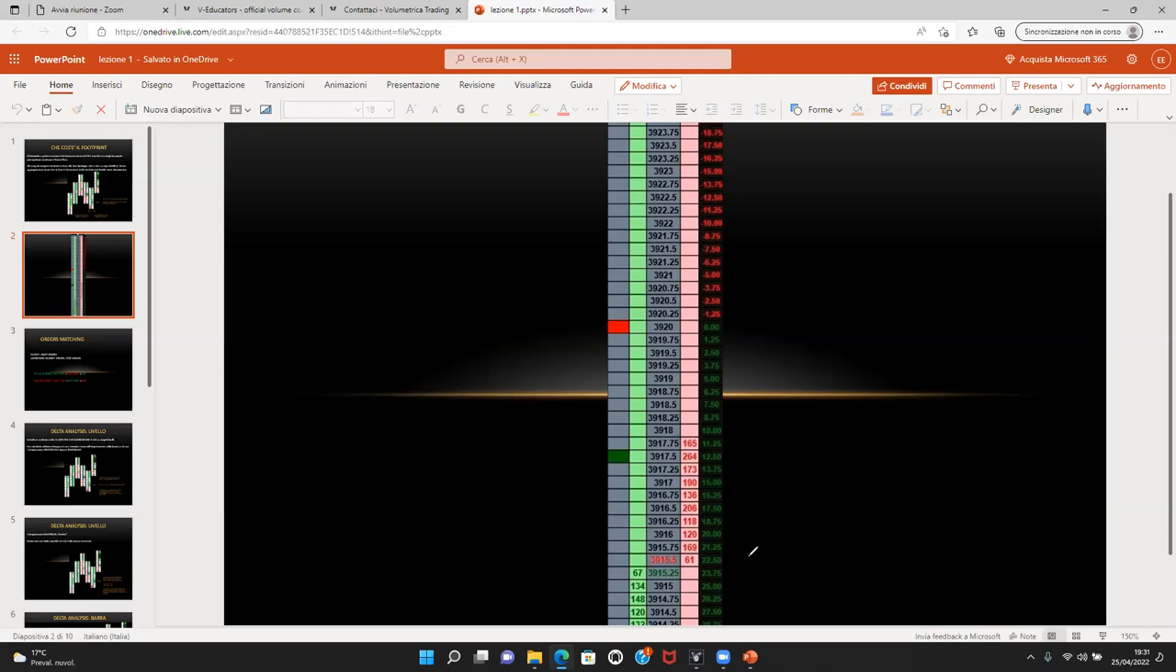When aggressive buyers, for example, are able to overcome, in terms of contracts traded, the number of contracts waiting to be executed. So, for instance, if here at this level we have 61 sell limit orders waiting to be executed, and in the next second we have 50 aggressive buyers hitting this level, buying aggressively on this level, what would happen? Of course, these 50 contracts will need to be executed straight away.